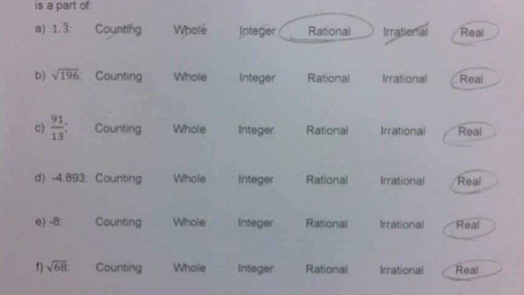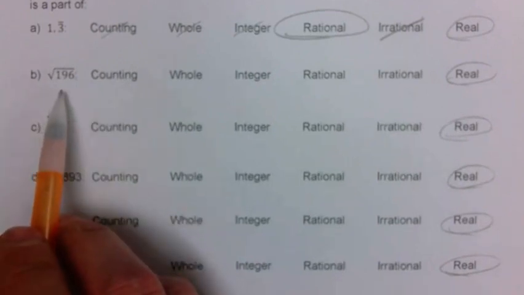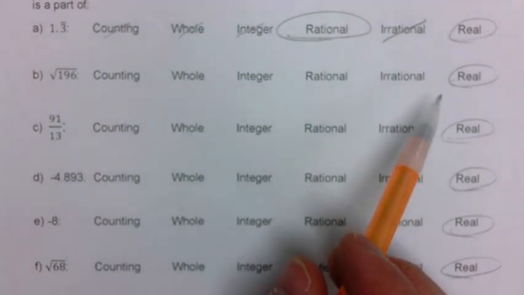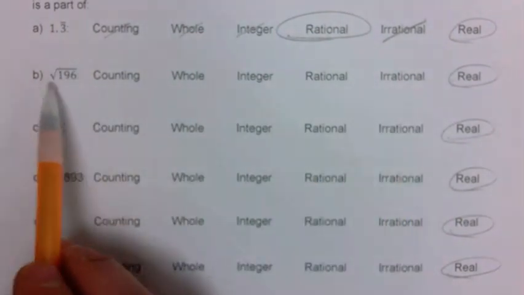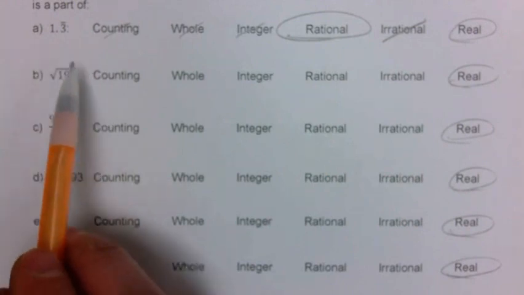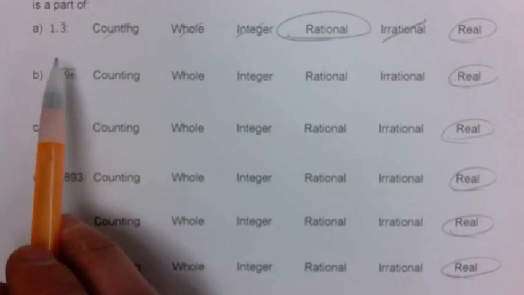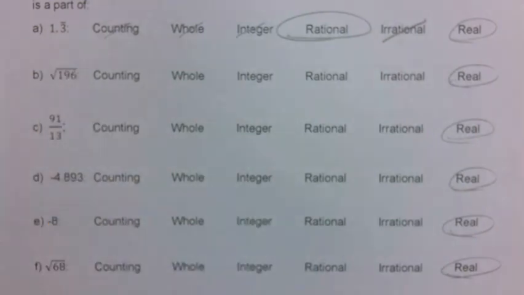The next number that we're going to classify here in part B is the square root of 196. And again, I already know that it's real, but I don't know what that value is. I often say that sometimes these are like wearing a mask for a different number. So I'm going to use my calculator and figure out what the square root of 196 is.